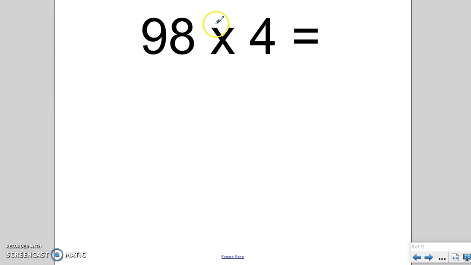Okay, so let's say we want to use the area model to multiply 98 times 4. Now, I could just do this using repeated addition. So this would be 98 groups of 4. That seems really, really ridiculous. So instead, we're going to try this area model. I told you that we needed to be able to put numbers into expanded form. Well, I know that 98 in expanded form is 90 plus 8. And I know that 4 in expanded form is simply 4.